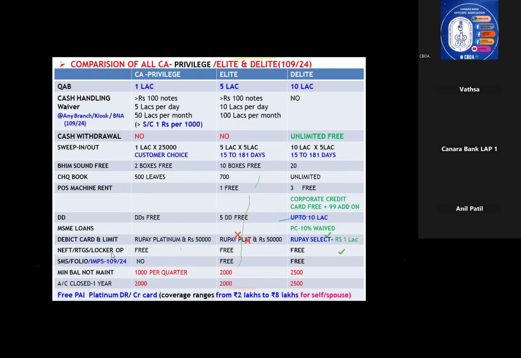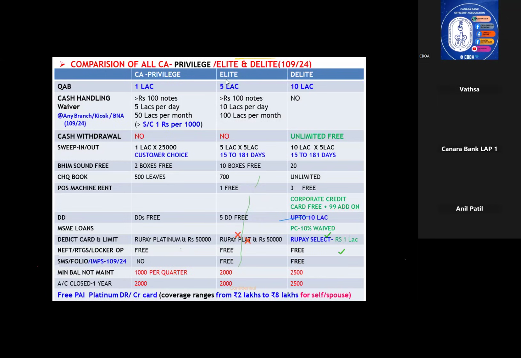NEFT, RTGS, locker operations are free. SMS, folio, IMPS, there are no charges. Minimum balance not maintained, that is not there. Now, current account, so this will be there. If the account is closed before 1 year, then 2,000, 2,000 and 2,500 will be charged.